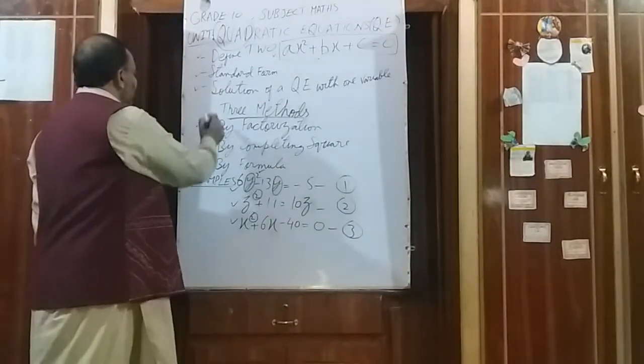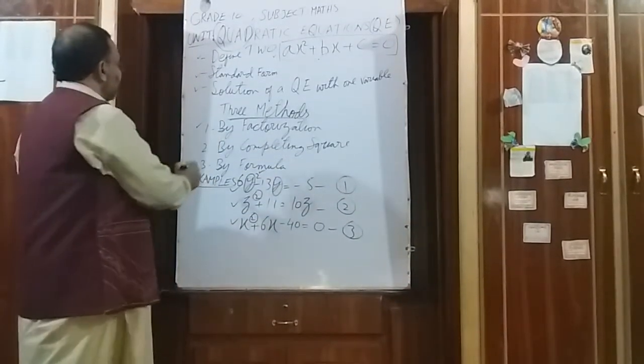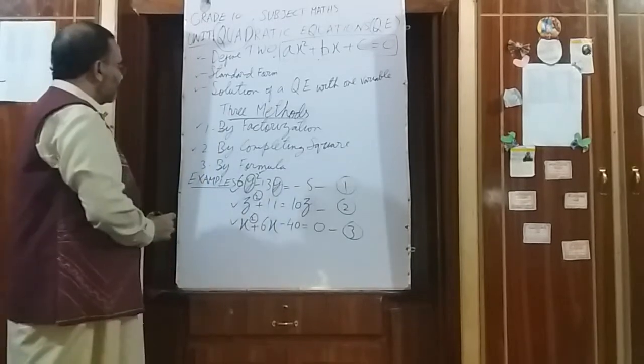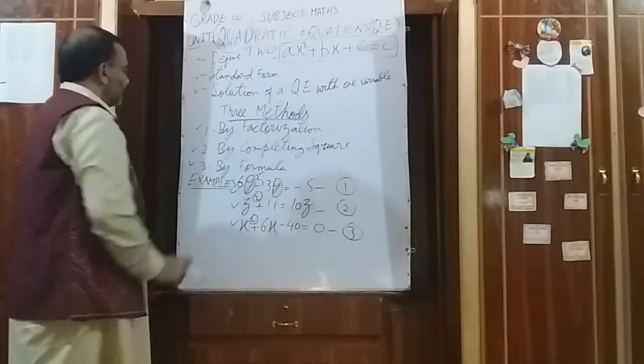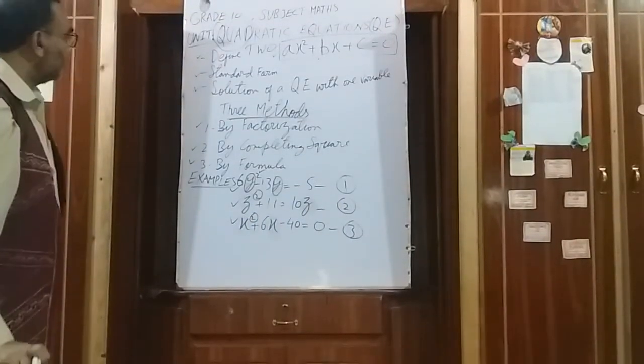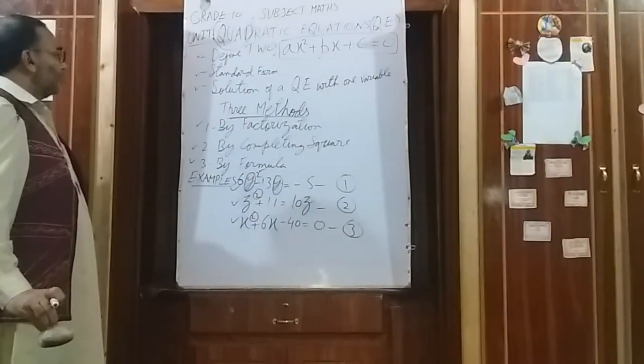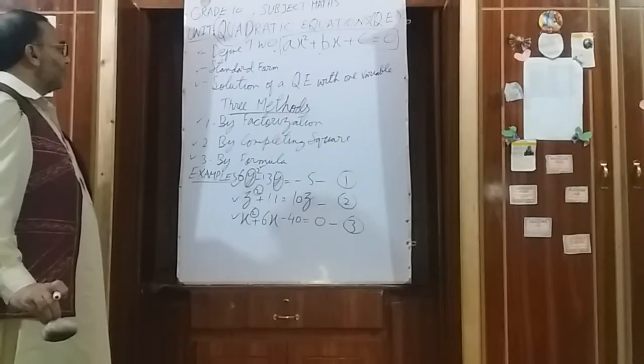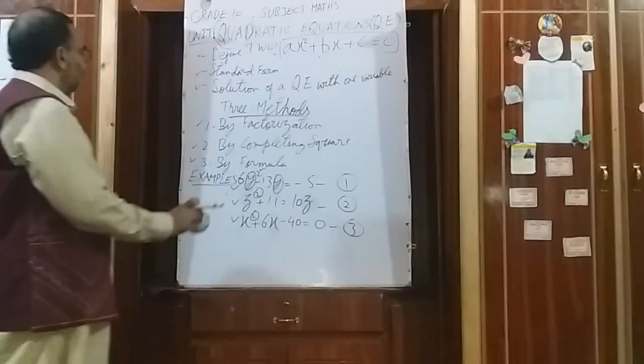First method is by factorization method. Second is by completing square method. And third one is by formula method. So in today's lecture, we will do the first method, by factorization method.